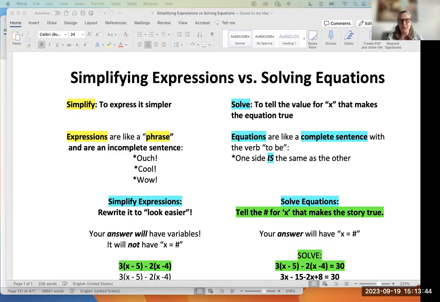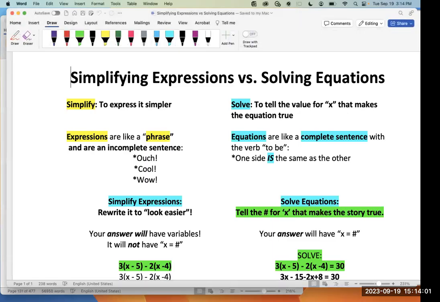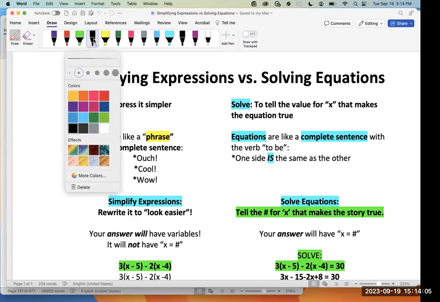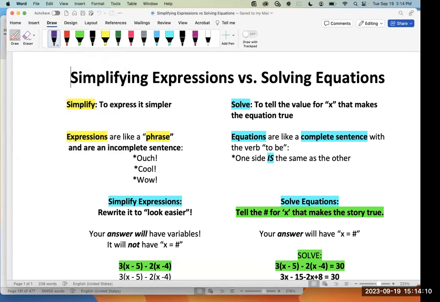I look forward to helping you understand Chapter 8. Chapter 8 is all about expressions, but I first want to start with differentiating between an expression and an equation. Simplifying an expression means to make it simpler. Solving an equation is what you have probably done over 100 times if you've taken an algebra course.